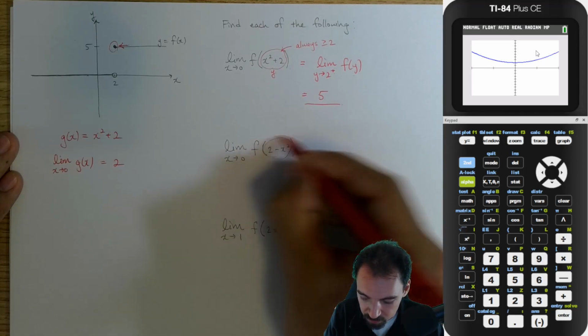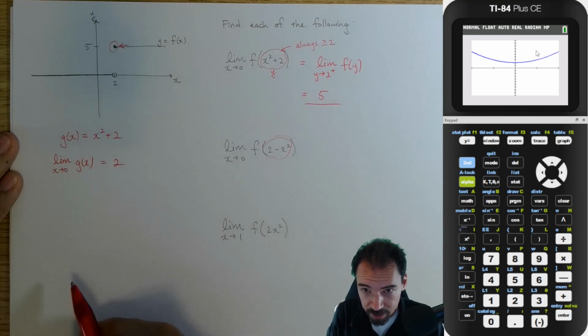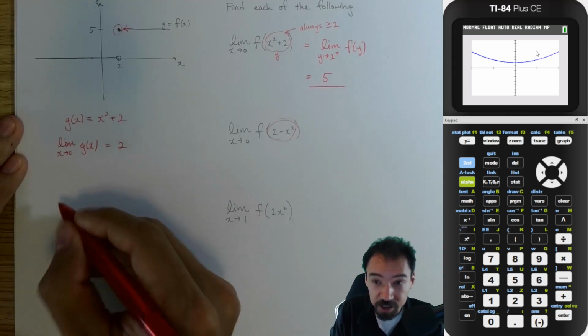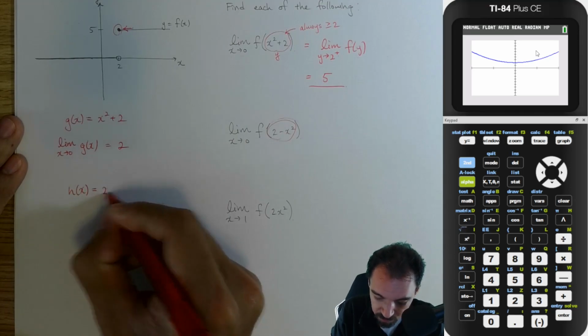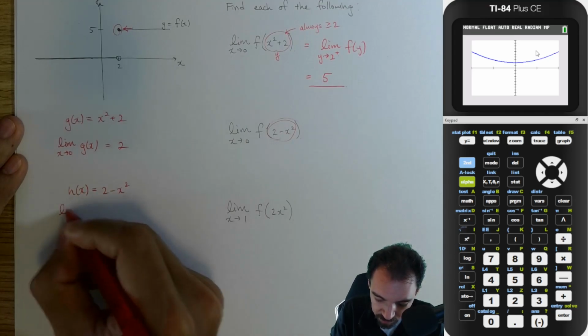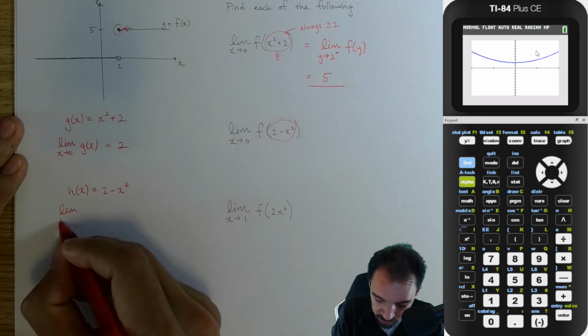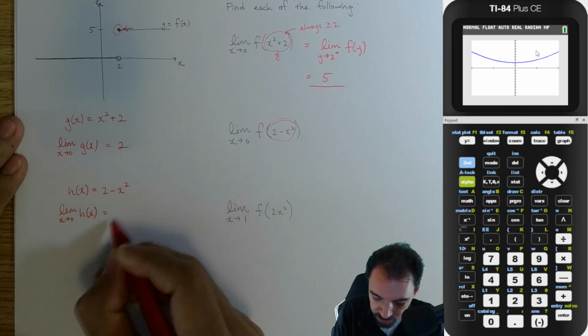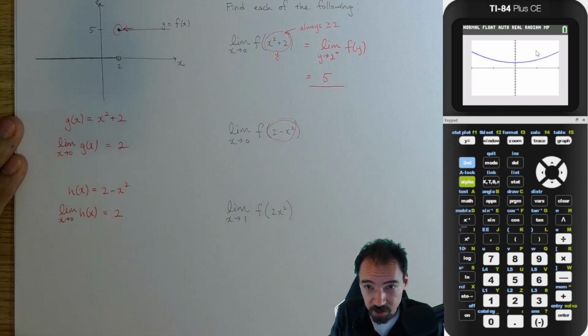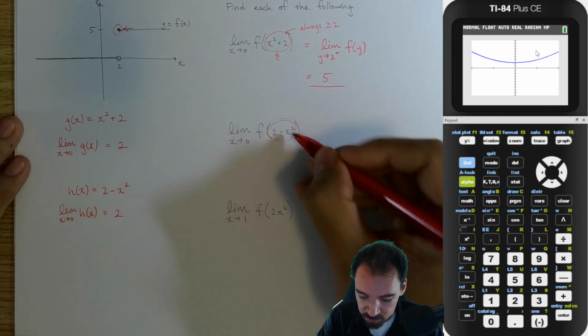Okay, so this time, the g of x, I guess I'll call it h of x this time instead of g. H of x is equal to 2 minus x squared, right? Okay, so I'm going to take the limit as x approaches 0 of h of x. This is continuous, so I can just plug the 0 in. This is 2 minus 0, which is 2. Okay, so I'm in a similar situation.